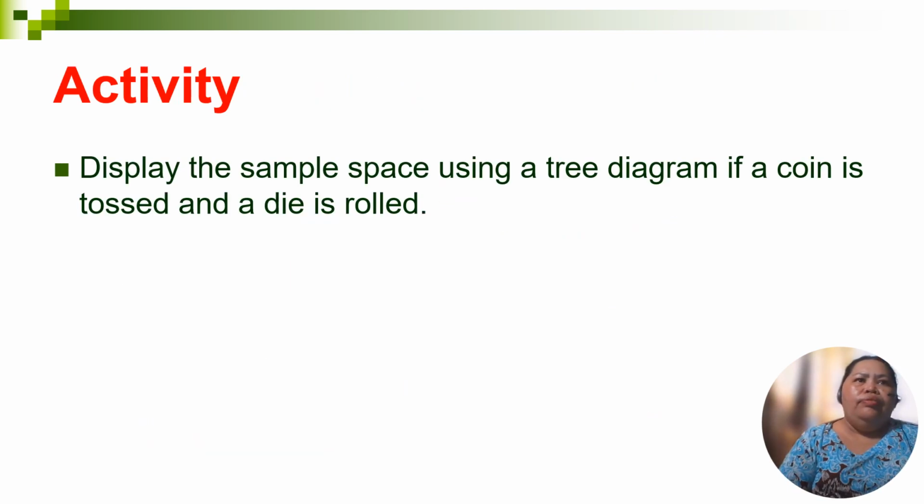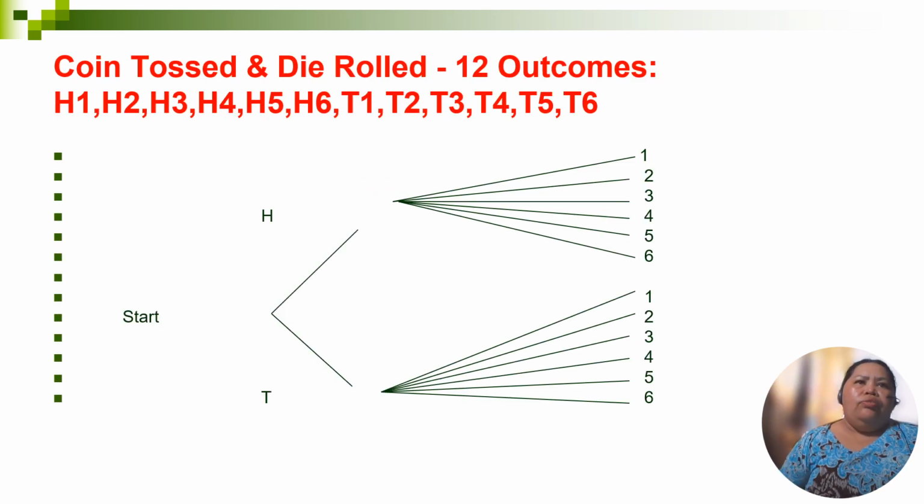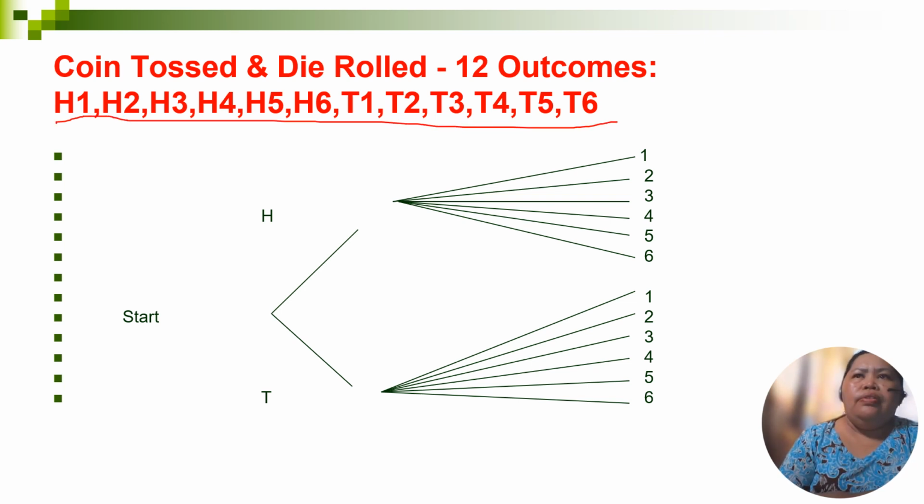Let's display the sample space using a tree diagram of a coin that is tossed and a die that is rolled. So there are 12 outcomes. From the head or the tail, because a coin only has head and tail, we partner it with one die each. So we have 12, no? 1, 2, 3, 4, 5, 6, 7, 8, 9, 10, 11, 12. And these are the possible outcomes.